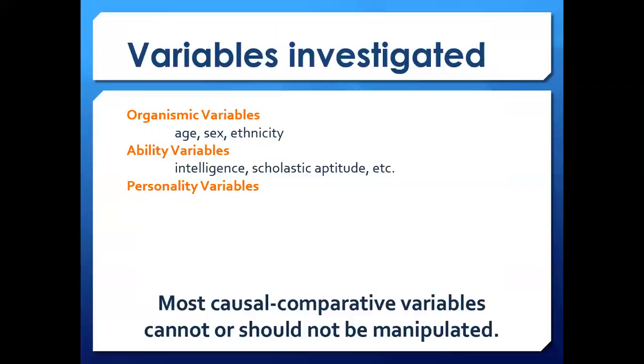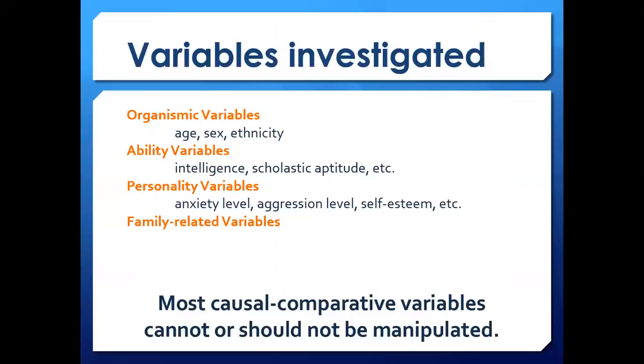The third category of variables to be investigated in a causal comparative study are personality variables. These have to do with an individual's personality. Some examples would be anxiety level, aggression level, self-esteem, aspiration level, brain dominance, or even learning style.